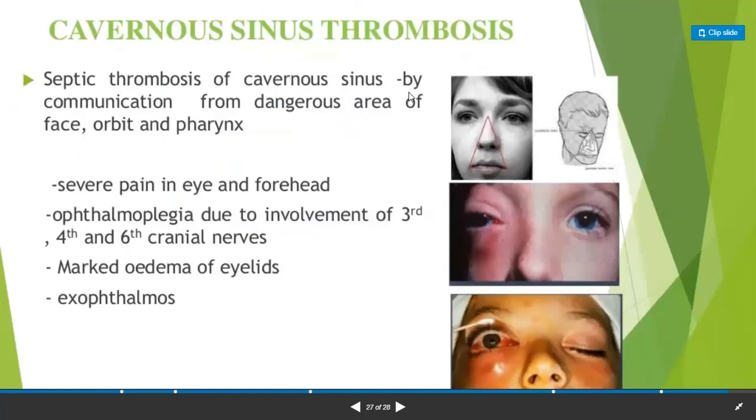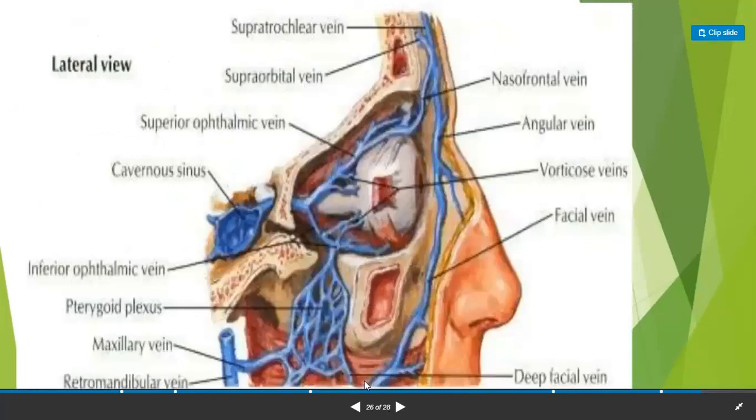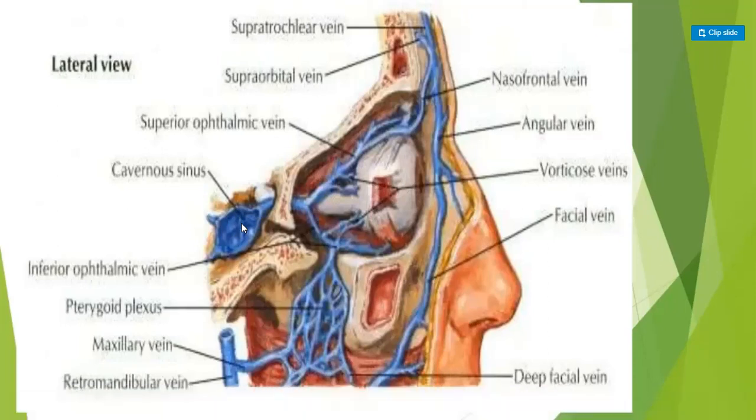Septic thrombosis of the cavernous sinus occurs by communication from the dangerous area of the face, or via the orbit, or via the pharynx. You will see the infection may spread to the dural venous sinus, that is the cavernous sinus. This picture helps us to know. Deep facial vein, pterygoid venous plexus, the superior and inferior ophthalmic veins are getting connected to the cavernous sinus. Hence, any infection in the dangerous area of the face or the orbit will spread to the cavernous sinus. The blood present in the cavernous sinus becomes clotted. You call it a thrombus.